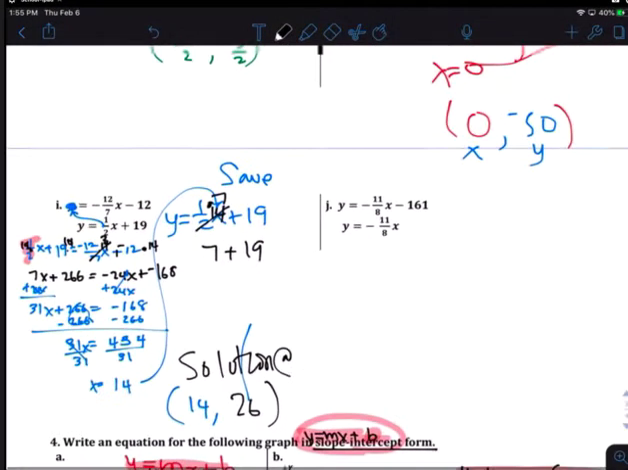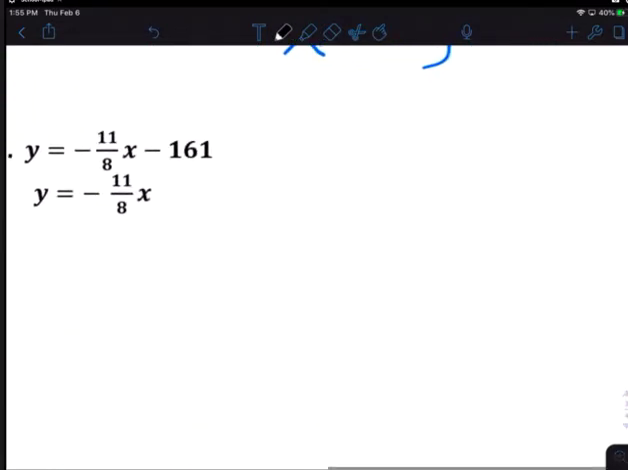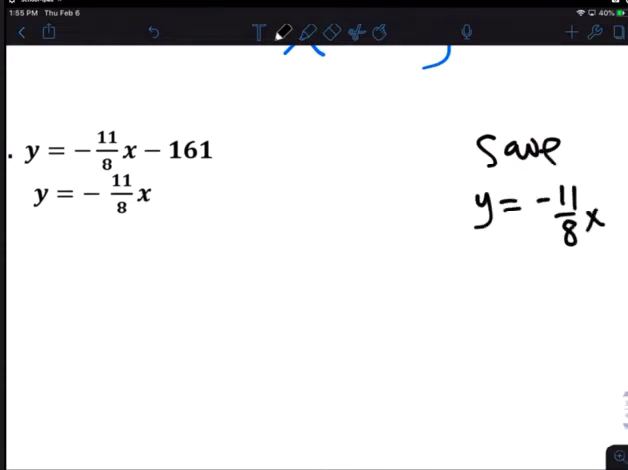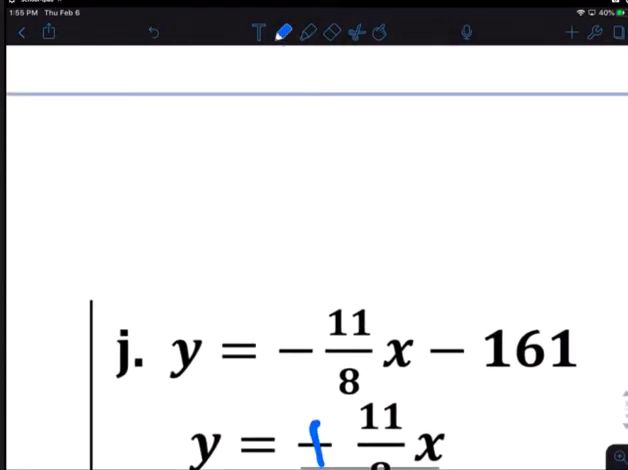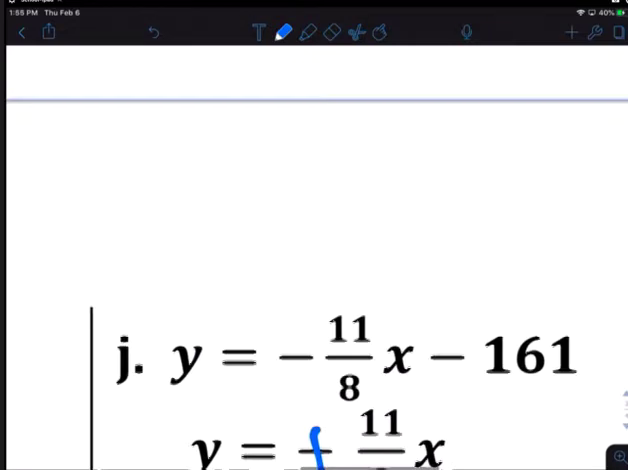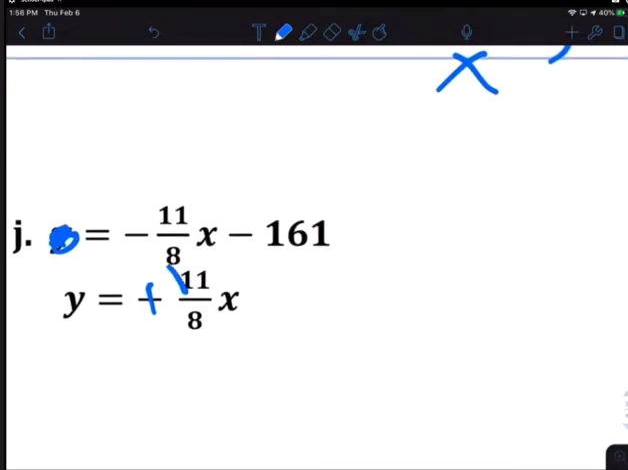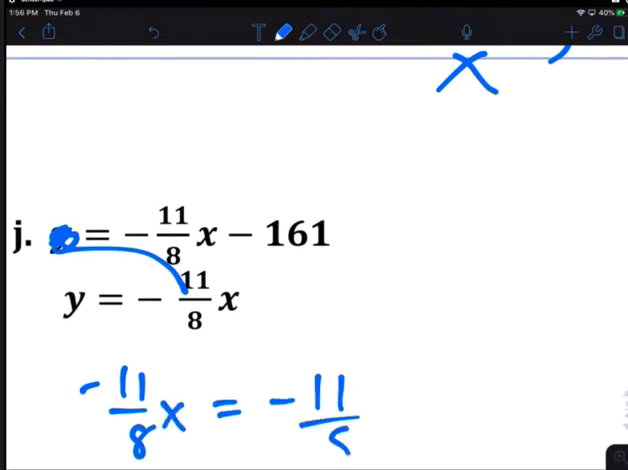Okay, we did that one. This one here, you save this one, it's an easier number. So we save that one. y equals negative 11 over 8x. Okay, we cross out on this one the y, so we have y equals. Substitute into there. x equals negative 11 over 8x minus 161.